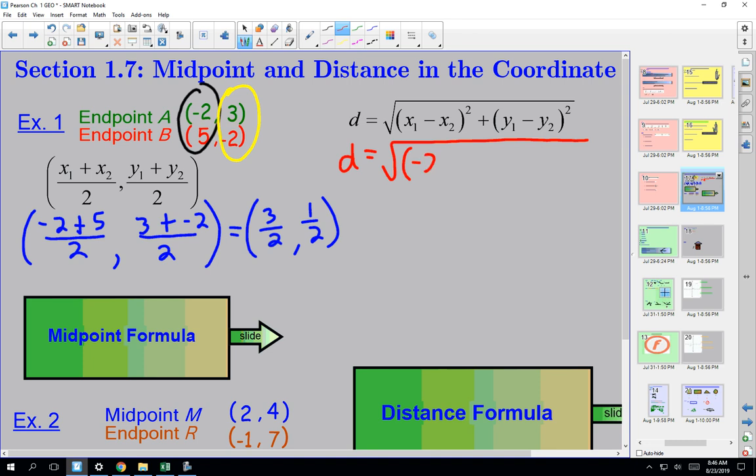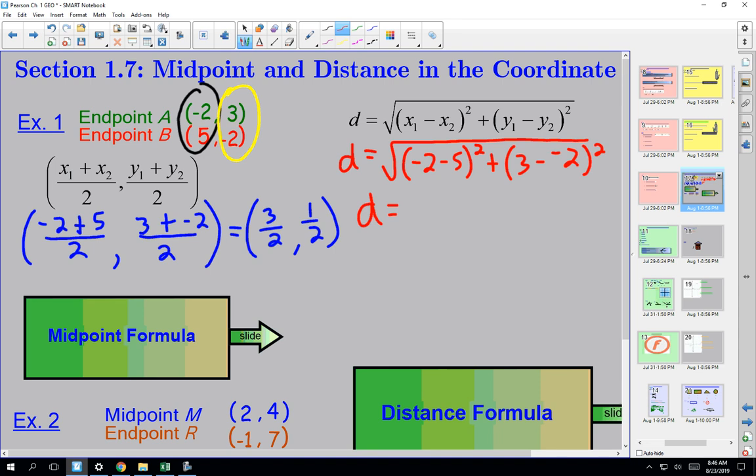So I have negative 2 minus 5 squared plus, and then what I've circled in yellow there, we're going to call that y1 and y2. So I have 3 minus a negative 2 squared. And notice minus signs make a difference on here. Because I have a subtraction sign in the formula, I've got to be a little careful with my signs.